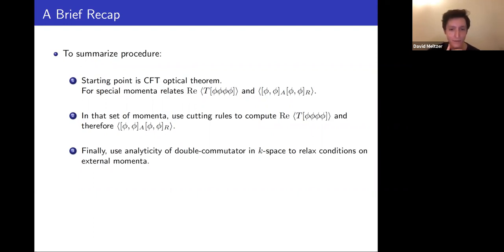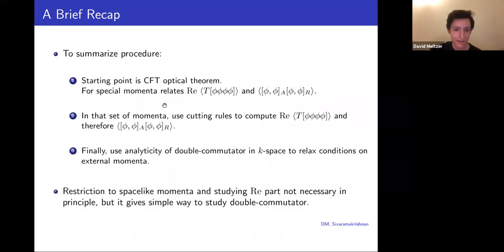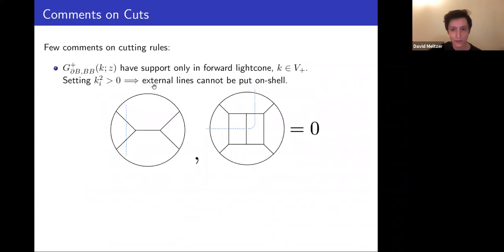Yeah, there's a lot of interesting things in that paper. So I'll just say that I think this restriction to space-like momenta and studying the real part isn't necessary in principle, but I think it gives a simple way to study the double commutator. And I think it also makes manifest how these AdS rules are exactly the same as the flat space ones. So now I can get to the diagrams, which will make clear how factorization works.